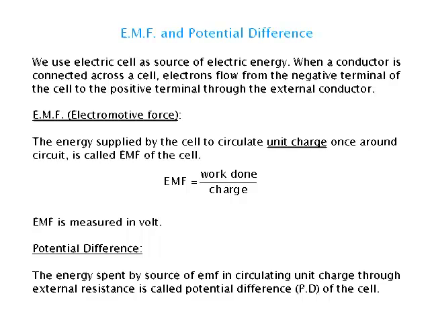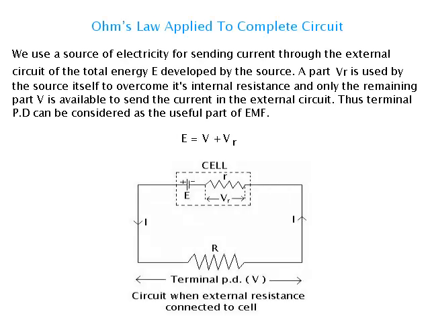Ohm's law applied to complete circuit. We use a source of electricity for sending current through the external circuit. Of the total energy E developed by the source, a part V_r is used by the source itself to overcome its internal resistance, and only the remaining part V is available to send the current in the external circuit. Thus, terminal potential difference can be considered as the useful part of EMF. E equal to V plus V_r.